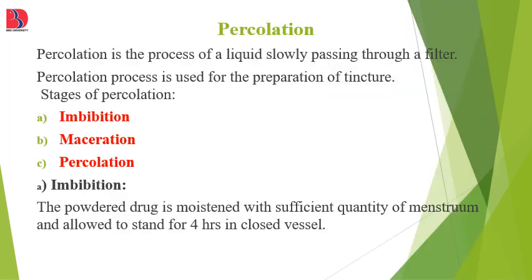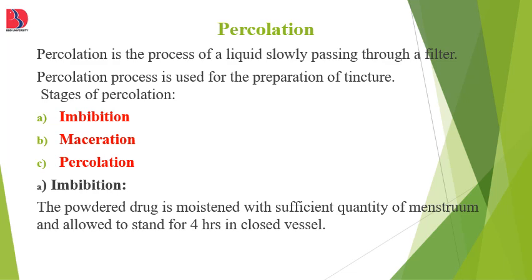Next one is percolation. Percolation is a process where liquid slowly passes through a filter. The percolation process is used for the preparation of tincture, and it is a cold extraction method. This whole process of percolation is completed in three different stages. The first one is imbibition, the second is maceration, and the third one is percolation.